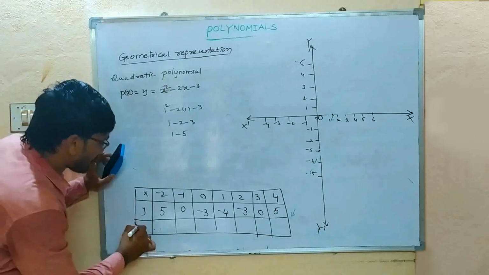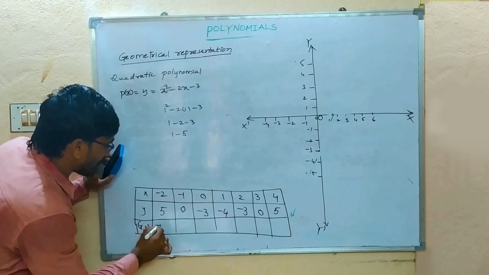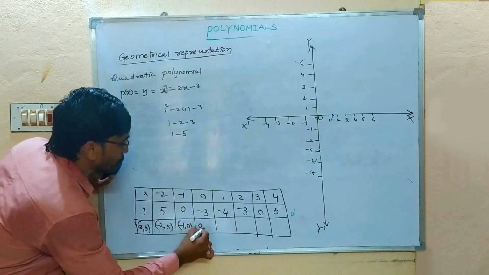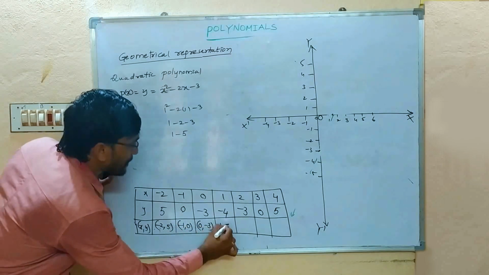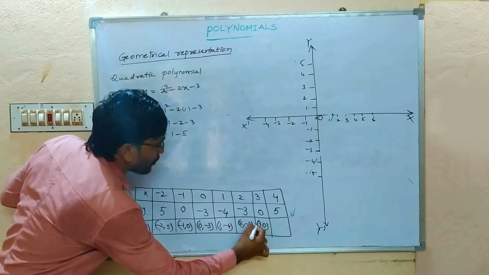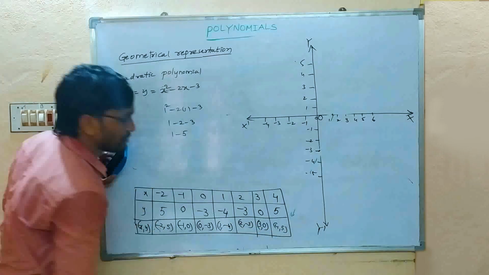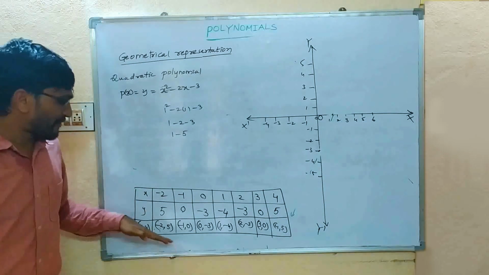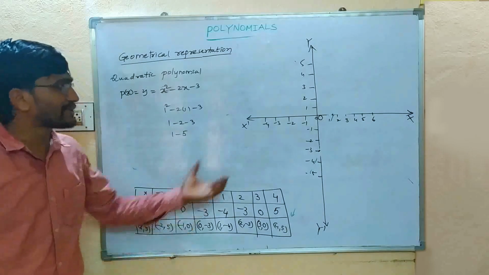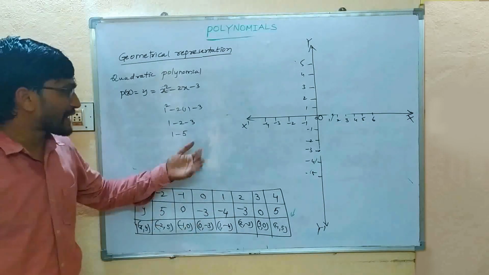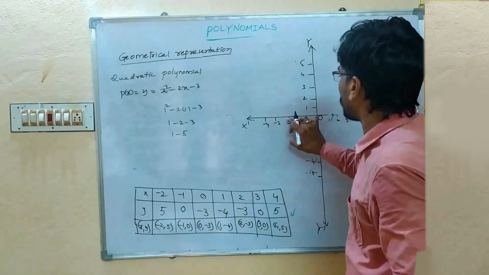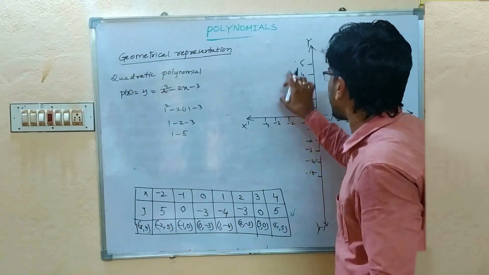So the points are minus 2 comma 5, minus 1 comma 0, 0 comma minus 3, 1 comma minus 4, 2 comma minus 3, 3 comma 0, 4 comma 5. These are the points. We have to plot these points on the graph paper. Then we can get one shape.